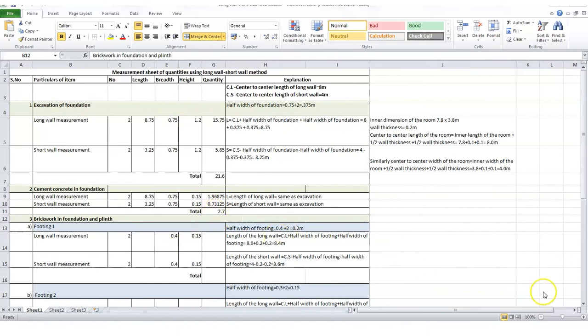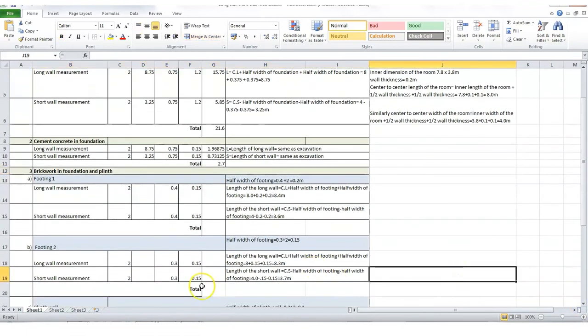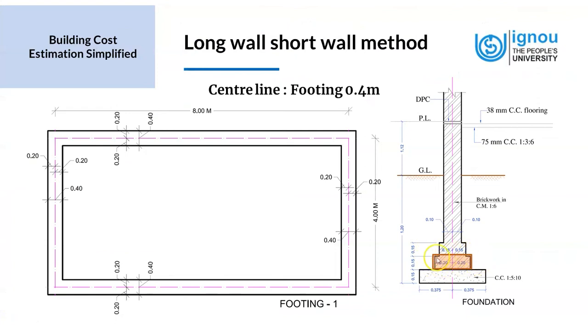Now the next item to find out is brickwork, right? And so we're going to find the brickwork in foundation. For that, first we find the first footing. There are two footings, and we're going to find the measurement of the quantities in each footing. So the first brickwork is in the first footing, and it has a width of 0.4 meters and a height of 0.15 meters.